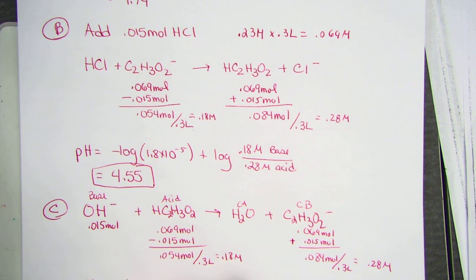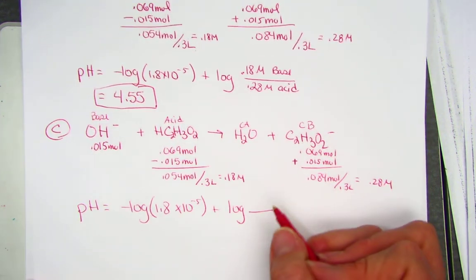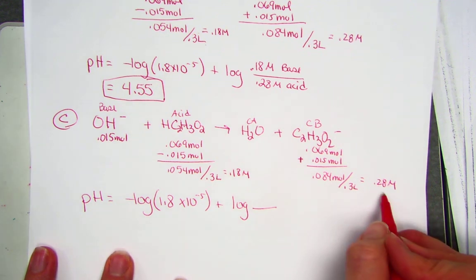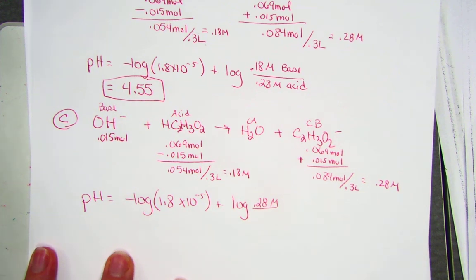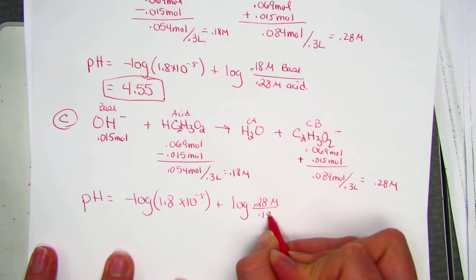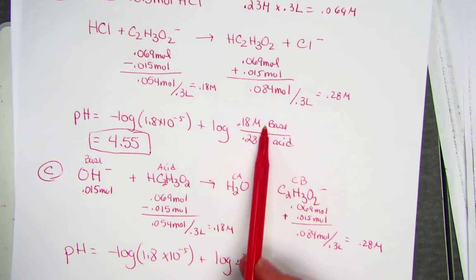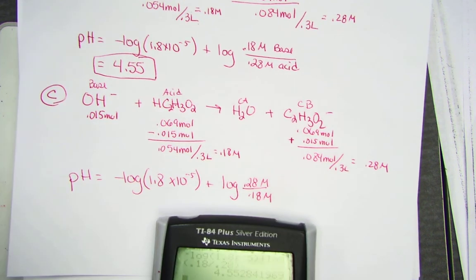pH is pKa, which I never did simplify, so I'll just rewrite it, 1.8 times 10 to the negative fifth, plus the log of the ratio of base over acid. The base has now been produced. Its value, 0.28 molar, set over the acid, which was now 0.18 molar. So what's happened is it's exactly flipped from up above. And let's solve for the pH after adding a strong base.